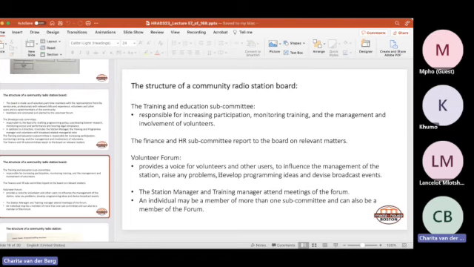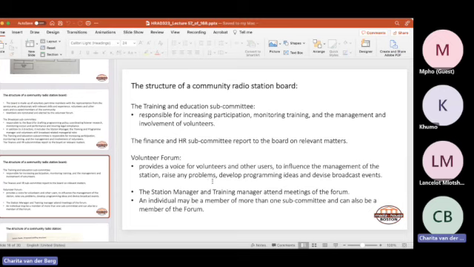It's similar to what a lot of companies have, which is like a whistleblower platform, okay? Where you can say anything if you think anything illegal is being done or fraud or anything like that. And again, it's anonymous. So the station manager and training manager attend meetings of the forum, okay?